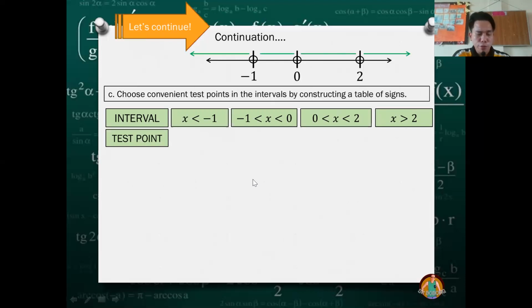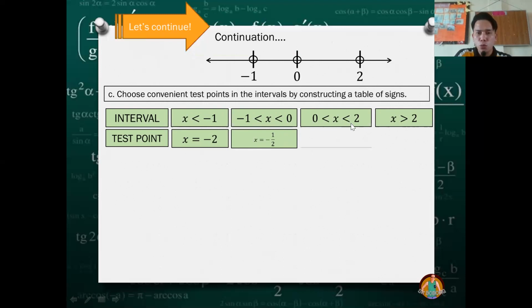We will assign a number for x na depende sa gusto mo. Okay, basta it satisfies our condition. So, our x is less than negative 1, so we'll have x is equal to negative 2. And for our x greater than negative 1 but less than 0, we'll have x is equal to negative 1/2. And for x greater than 0 but less than 2, we will have x equal to 1. And for x greater than 2, we will have x equal to positive 3.